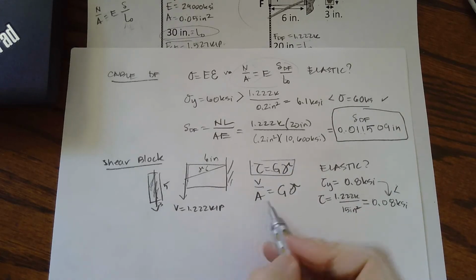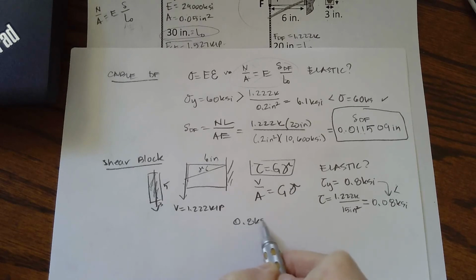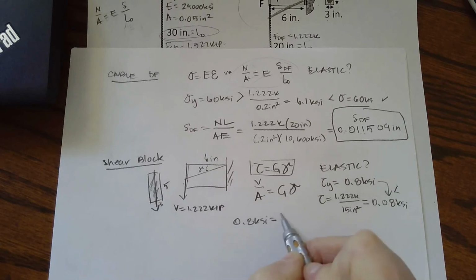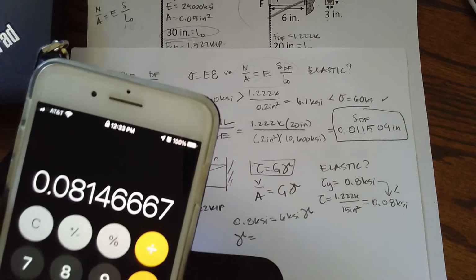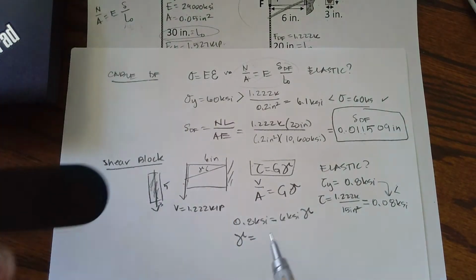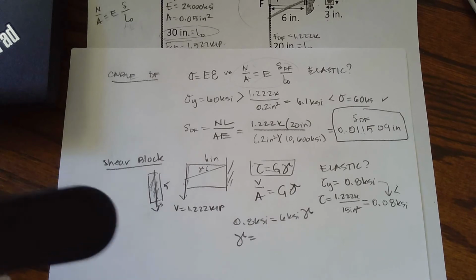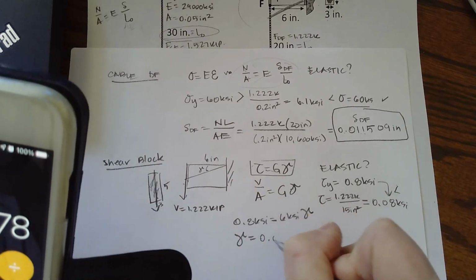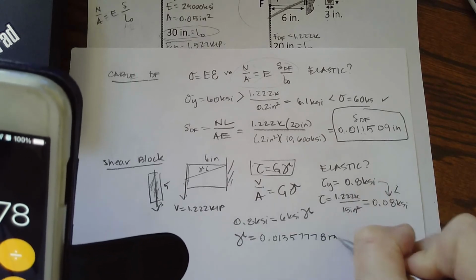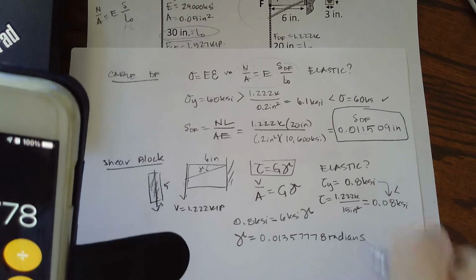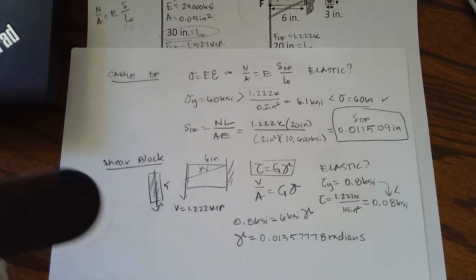So now we can go back. We have 0.08 KSI equals G, and G was given as 6 KSI, times gamma. So my shear strain is 0.08, well, actually it's more than that, I just rounded. It's a really tiny number, divided by 6 equals, and I get a gamma of 0.013577778. And remember, this is in units of radians.